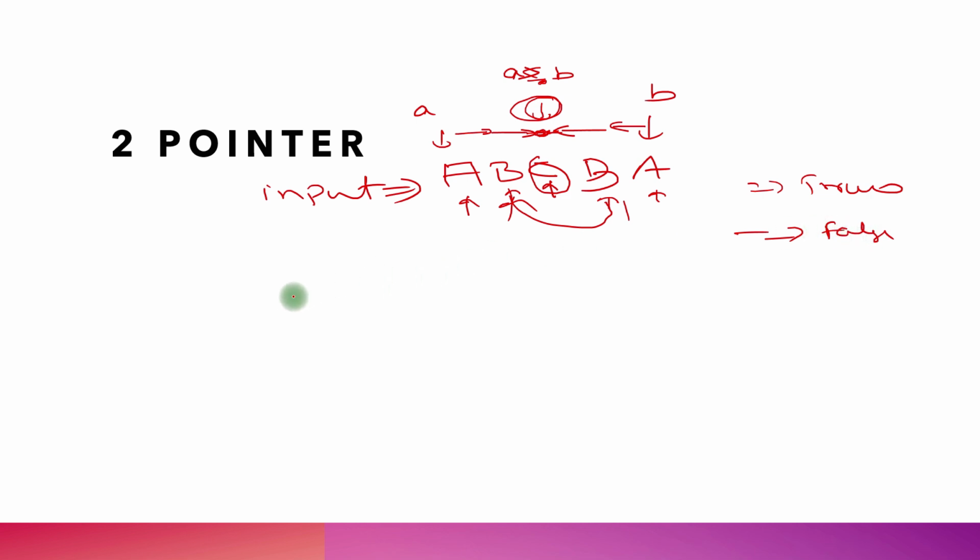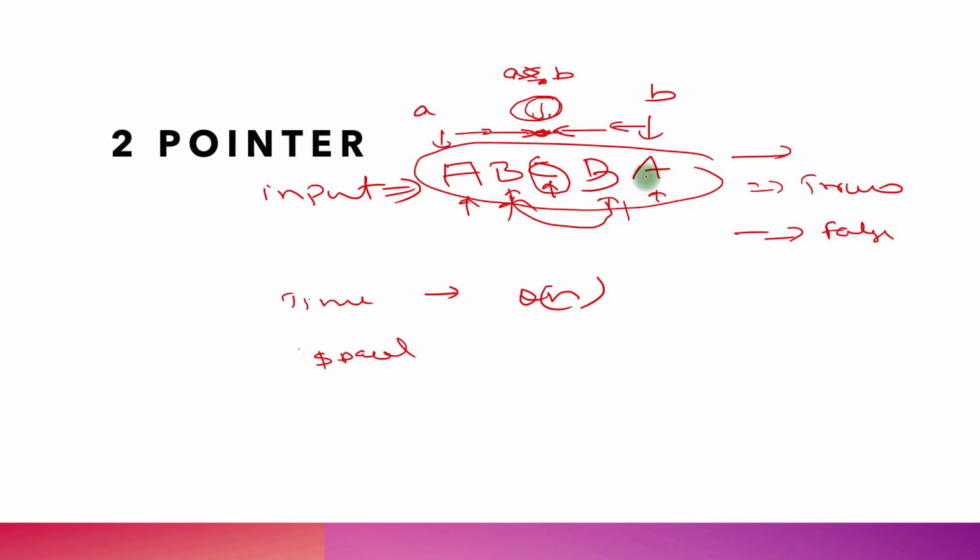What is the time complexity of this one? Time complexity is going to be order of n. What is going to be the space complexity? Whatever the string length is, we are going to be in the same loop and the same piece of code. There is no extra memory for the processing, so the space is order of 1. So that is the two pointer approach.